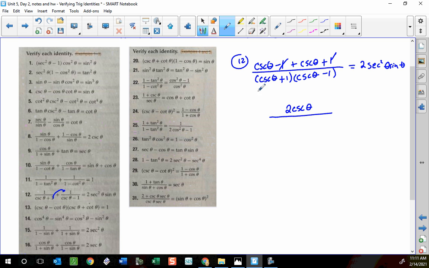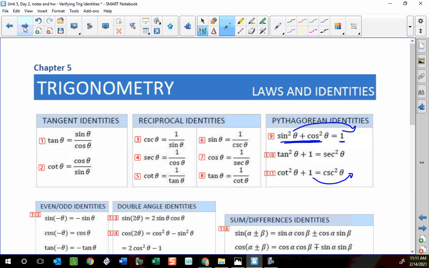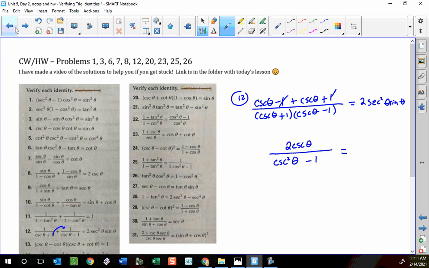So when I multiply those together, I get cosecant squared minus 1, right? Cosecant times cosecant is cosecant squared. I'm going to get minus cosecant plus cosecant, those go away, and then minus 1. And that's probably replaceable. Cosecant squared minus 1, let's see, there it is. Cosecant squared minus 1 is cotangent squared. So we get 2 cosecant over cotangent squared.